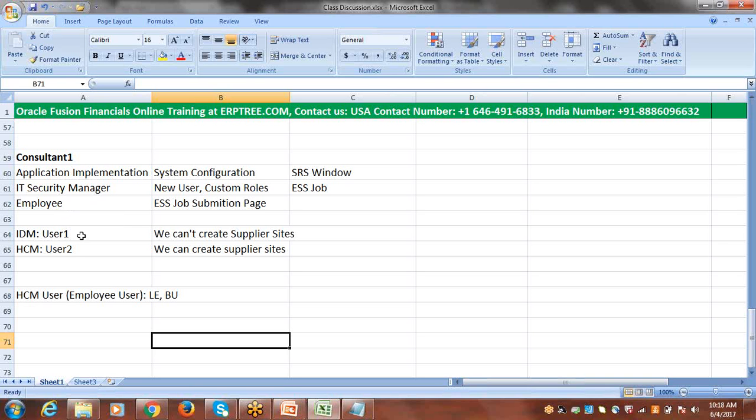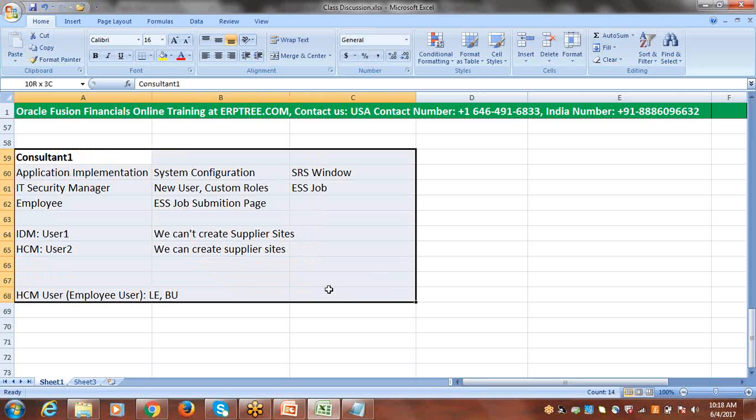Then we'll do all the setups. Once we are ready with the legal entity and business unit, then we'll go and create the HCM user. Then you can complete the rest of the setups like supplier sites creation and the rest. So this is a point we have to understand. In our classes also, first we'll be creating the IDM user and we'll start doing the implementation.